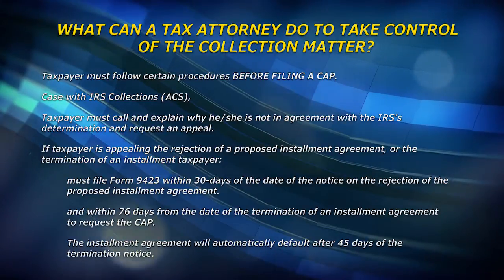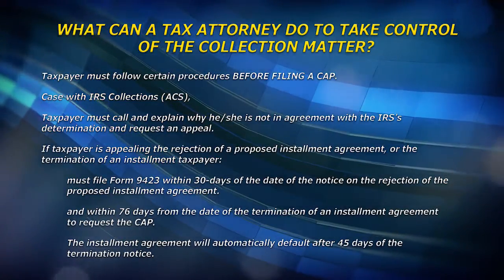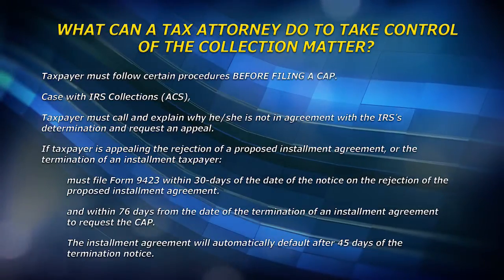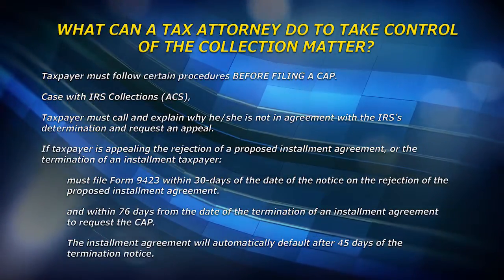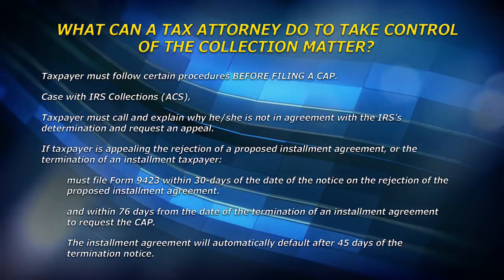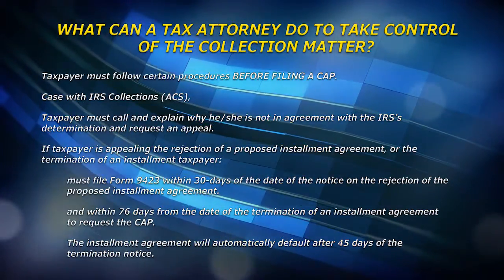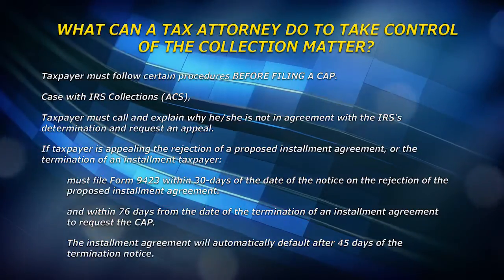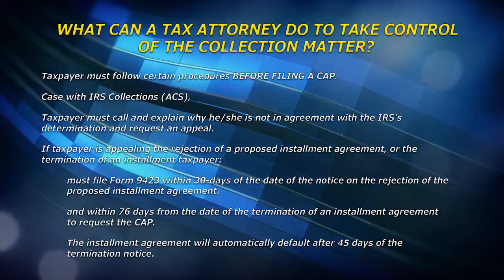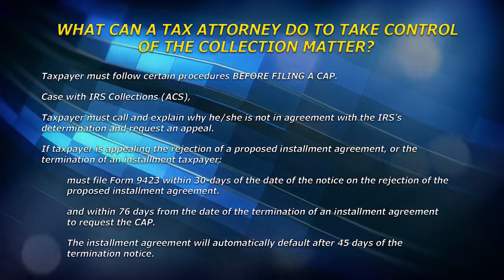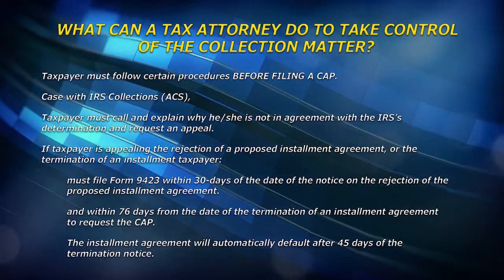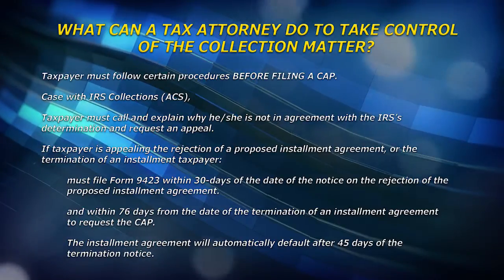If the taxpayer is appealing the rejection of a proposed installment agreement or the proposed cancellation of the existing installment agreement, they're required to do the following. The taxpayer has 30 days to file Form 9423 after receiving notice from the IRS that they are rejecting the proposed installment agreement. The taxpayer has 76 days to file 9423 after receiving notice that the IRS intends to terminate an existing installment agreement. In any case, the installment agreement in existence will terminate within 45 days of the notice of intent to terminate the installment agreement.